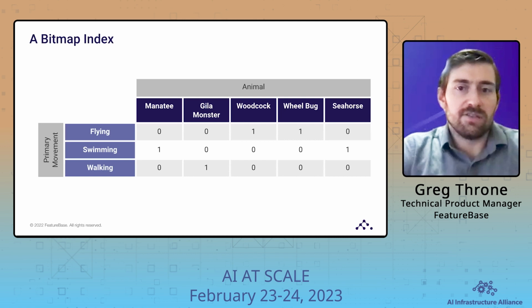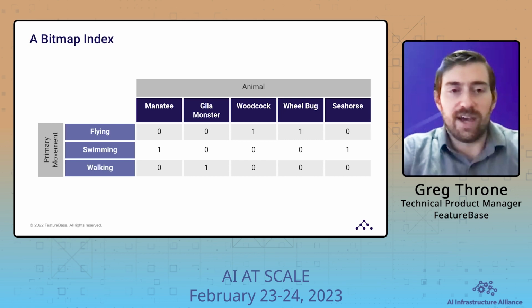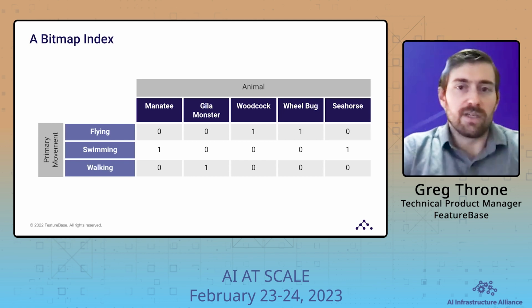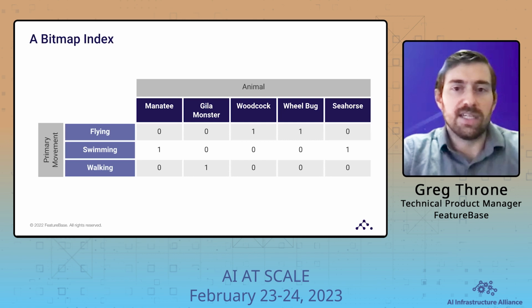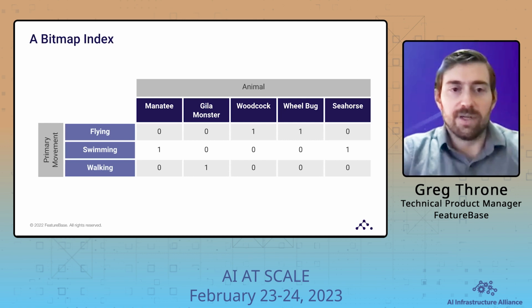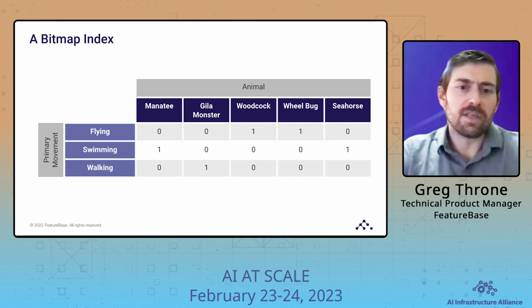What it really lets us do is, instead of storing those values multiple times, like storing flying multiple times and swimming, we only have to store those values once and then set single bits to indicate whether that relationship exists or not. So again, for something like swimming, we only set it once, and then we set a single bit for manatee, which swims, and seahorse, which swims.